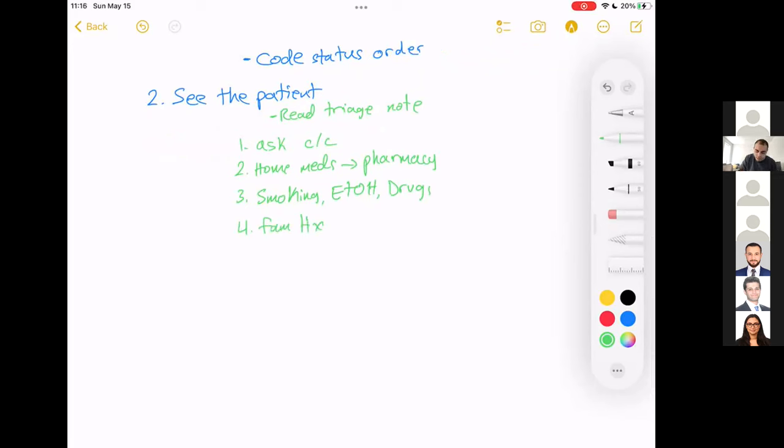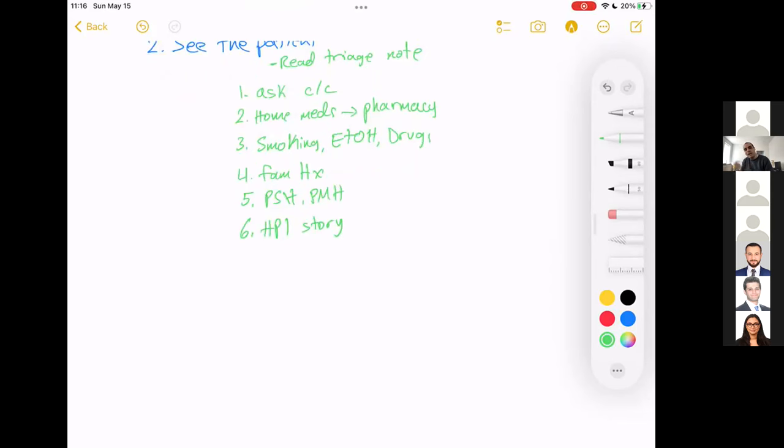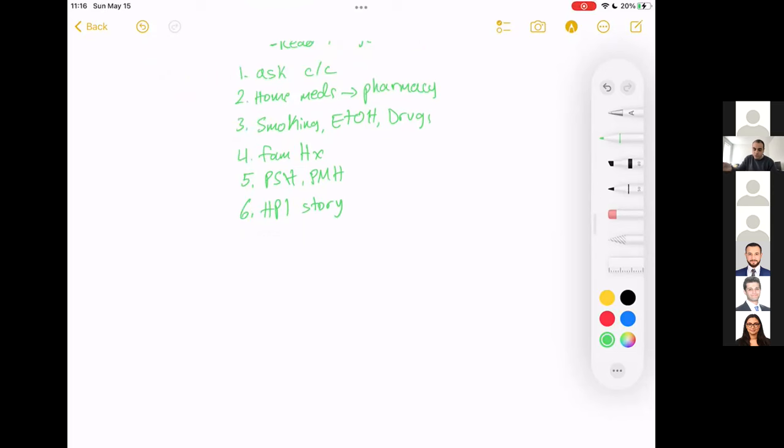And then finally, past surgical history, past medical history, whether they had surgeries, especially abdominal surgeries, which are pretty important. After I ask all these, I go back to the actual HPI story. Then I start delving into exactly what happened to the patient, how did you end up here, and go through the whole story.